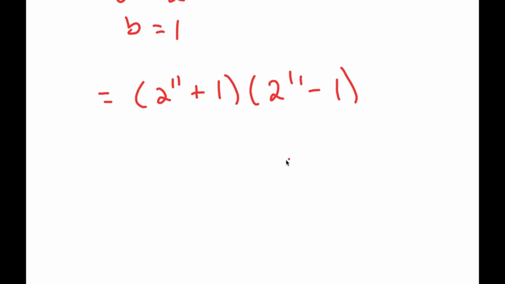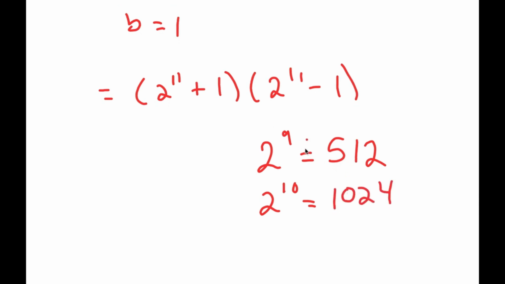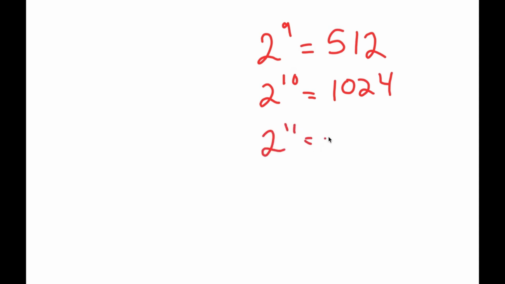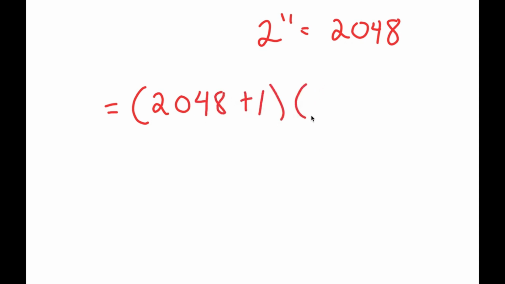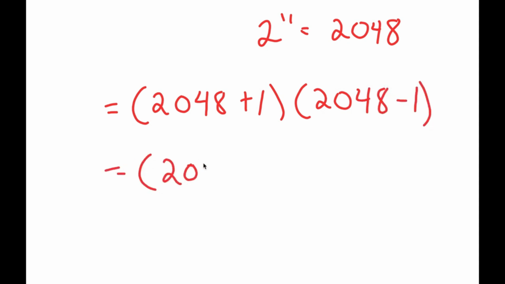Now, what is 2 to the power of 11? Well, 2 to the power of 9 is 512. 2 to the power of 10 is going to be double of 2 to the power of 9, which is double of 512, which is 1024. So 2 to the power of 11 is double of 1024, which is 2048. So now I get 2048 plus 1 times 2048 minus 1. Now 2048 plus 1 is 2049, and 2048 minus 1 is 2047. So I get 2049 times 2047.